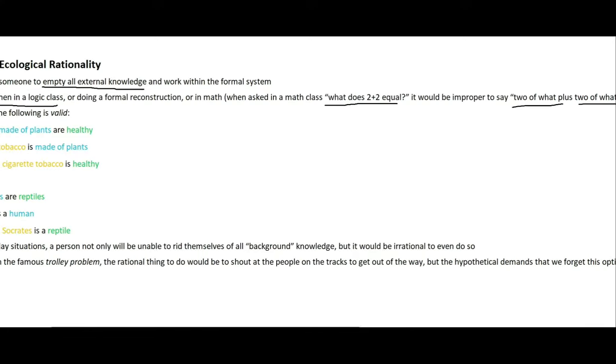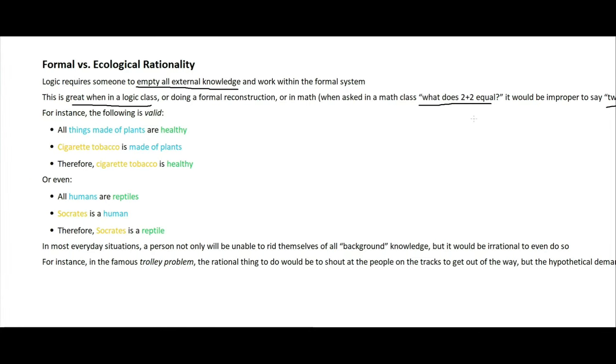You're just working within the formal system of, I almost said magic, of math, that is just 2 + 2. So just some abstract 2 + some abstract 2. And so in formal logic, like I said, we're sort of ejecting, jettisoning all this background knowledge. And so, for instance, the following is valid.